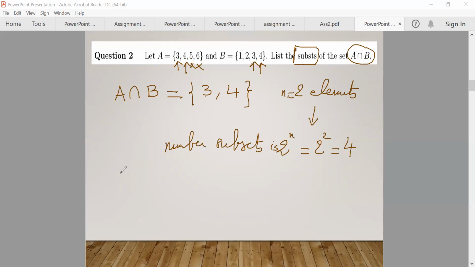What are these subsets? The empty set is always a subset, and the set itself is a subset. This has no element, this has 2 elements. We said we need 4 subsets. These are 2. What are the 2 remaining? The subsets that have a singleton, 1 element. Subset 3 and subset 4. So these are the subsets of A intersection B.